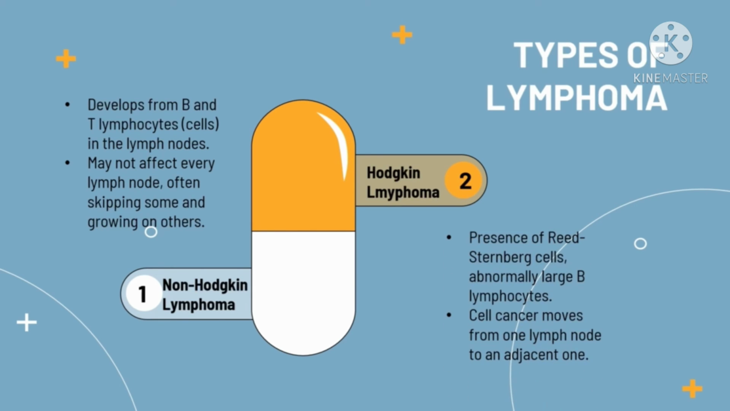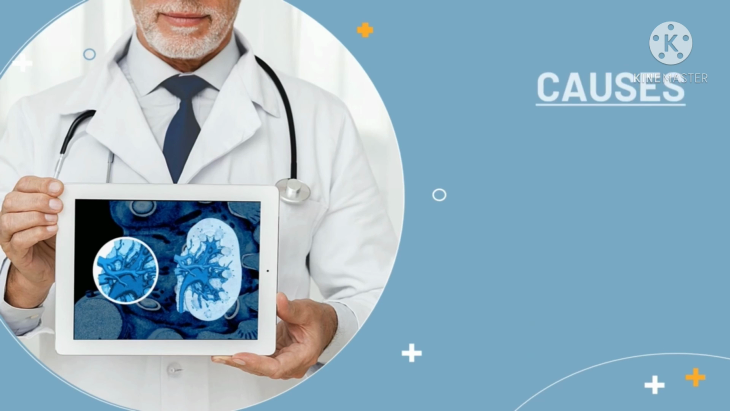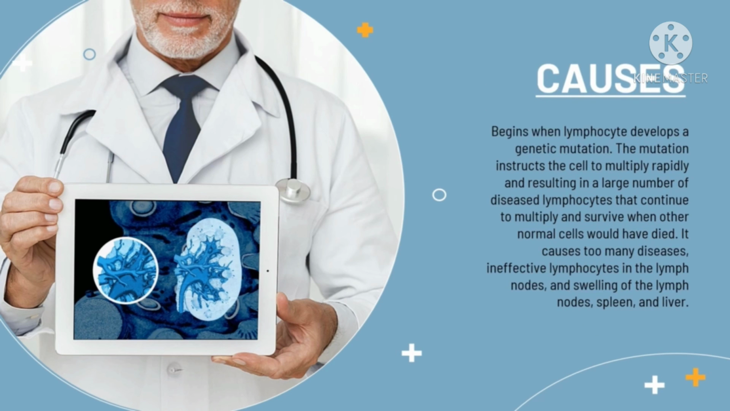Second, Hodgkin lymphoma. It presents with Reed-Sternberg cells, abnormally large B lymphocytes. The cancer moves from one lymph node to an adjacent one. The cause begins when a lymphocyte develops a genetic mutation. The mutation instructs the cell to multiply rapidly, resulting in a large number of diseased lymphocytes that continue to multiply and survive when other normal cells would have died. It causes too many diseased, ineffective lymphocytes in the lymph nodes and swelling of the lymph nodes, spleen and liver.